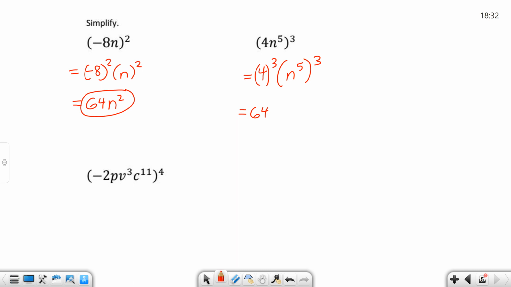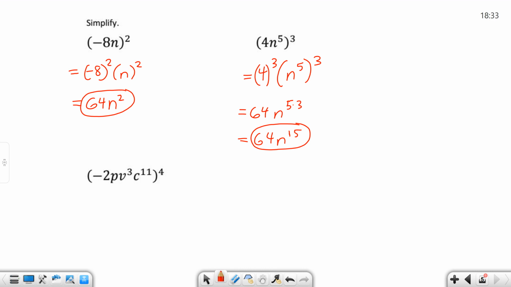And then n to the 5 and 3. So there's one n with 2 powers. That means you multiply. So what is 5 times 3? I'm just going to go ahead and do it. 5 times 3 and show it. It's going to be 64 n to the 15th power. 64 n to the 15th power.